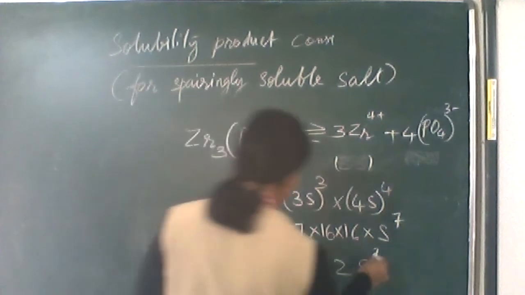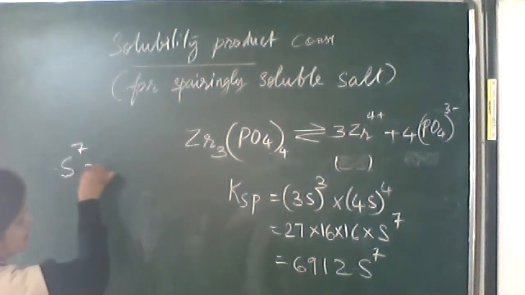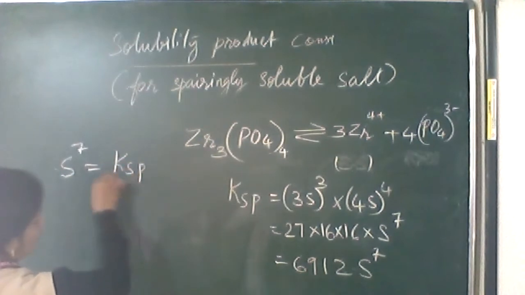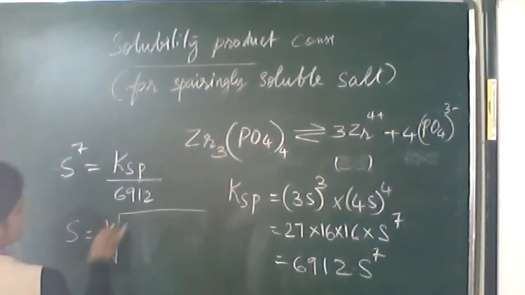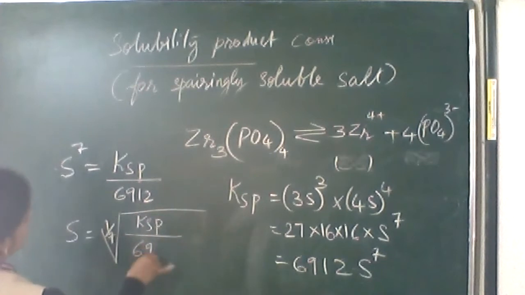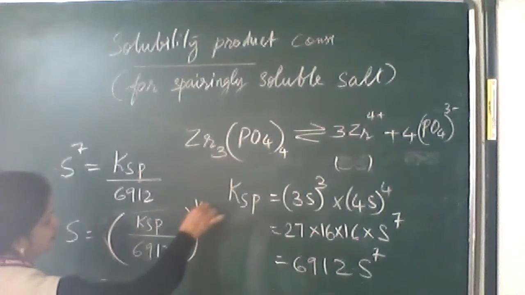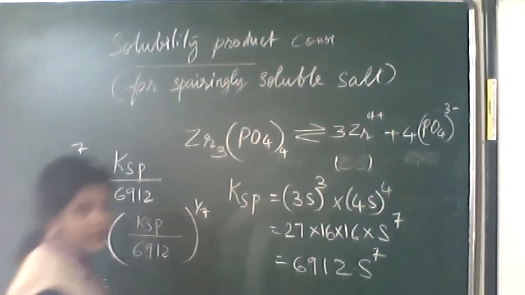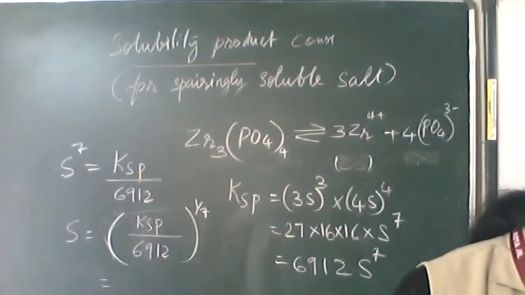How can you calculate solubility? S to the power 7 is equal to Ksp upon 6912, or S is Ksp upon 6912 raised to 1 by 7. You can write this power 7 as raised to 1 by 7. So 1 by 7 log. For calculation, you can utilize the log for this advantage.